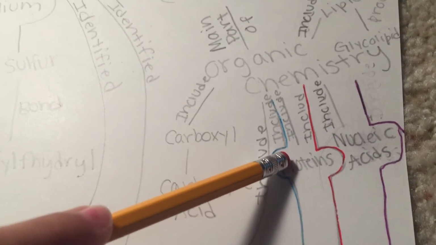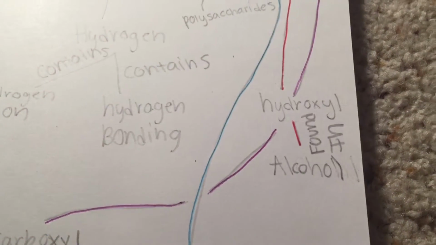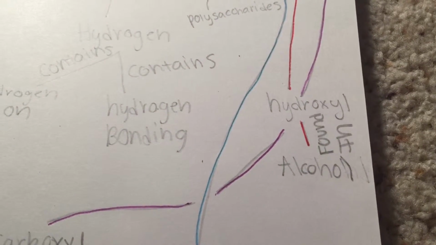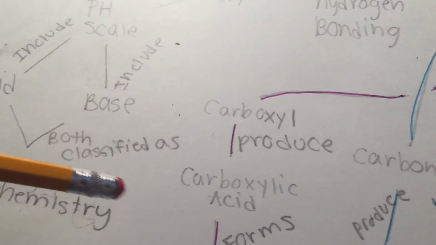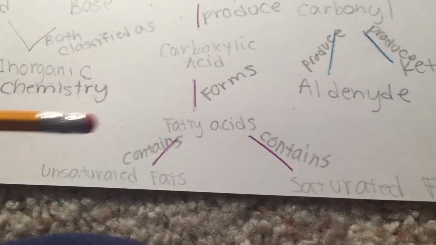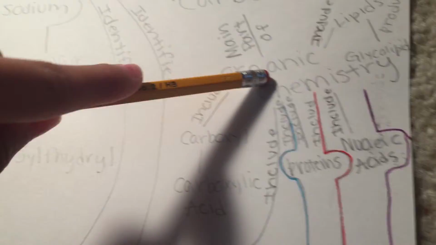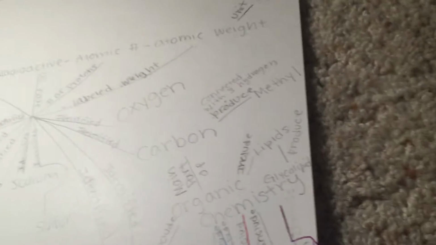And then coming right here, I also put proteins. Proteins are part of organic chemistry. Then coming down here, hydroxyl, and it is found in alcohol. So I added the alcohol right there. And then nucleotides are a big part of organic chemistry, and it also includes hydroxyl, and it produces hydroxyl acid. It helps form fatty acids, and fatty acids contain either unsaturated fats or saturated fats, so I put that right there.